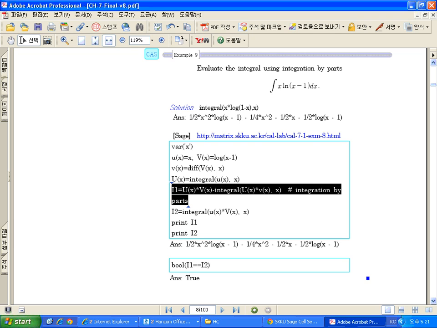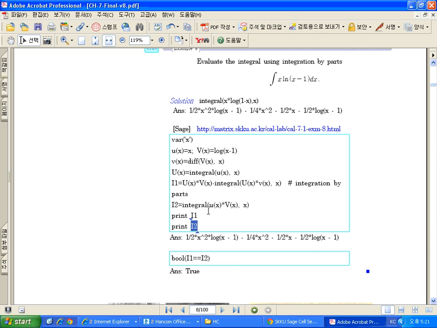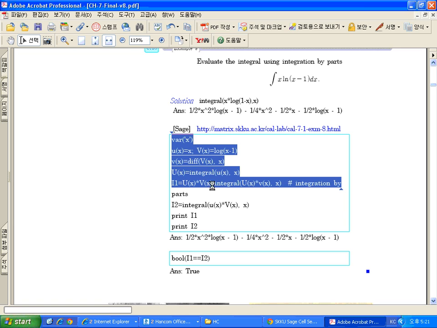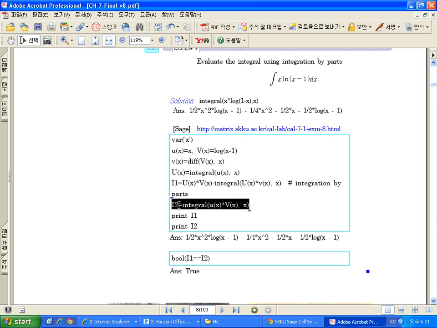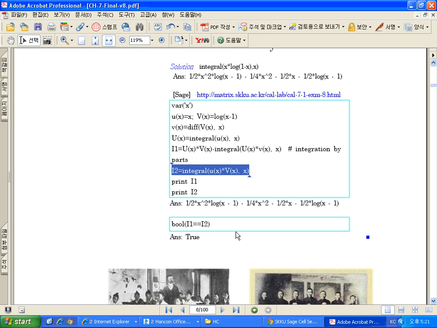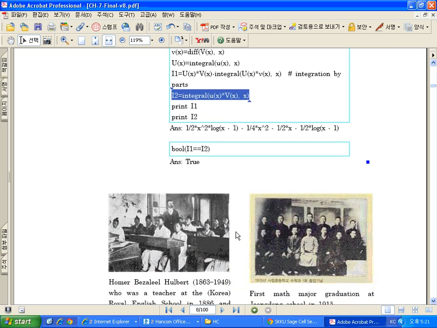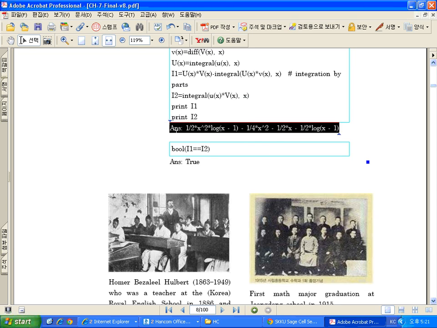And then if you find I1 and I2, then you know what I did? This is the integration which was done by integration by parts, and this is just the Sage command for the integrals. So I found I1 and I2, and I checked whether they are the same or not. And as you see, it is true. So this integration by parts really works, and so you don't have to write this long code. You can do the same thing with a simple code like this. Okay, that's what I did, and the answer was here.